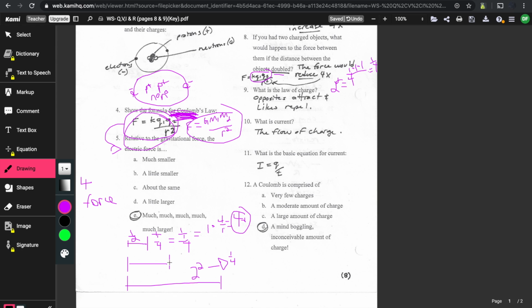4 times bigger, the distance gets smaller. 4 times bigger, the distance gets bigger. It's 4 times smaller, the force. 4 times bigger, 4 times smaller.